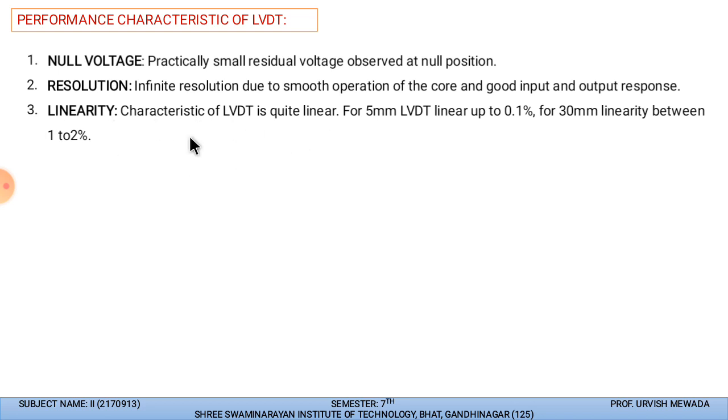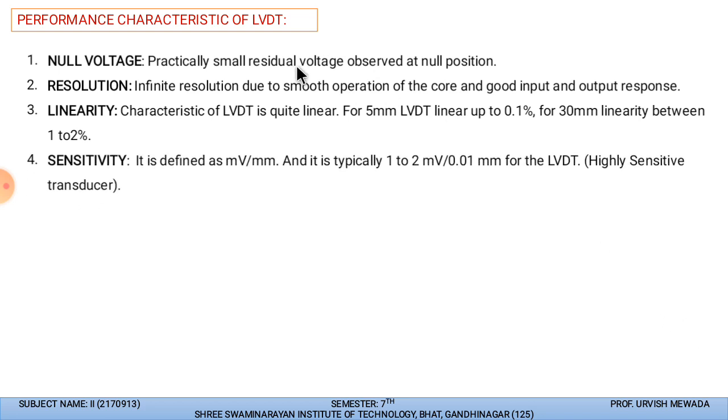The transfer characteristic of the LVDT is basically quite linear, and the small LVDT, up to 5 mm, has linearity up to 0.1%, and the long range LVDT, up to 30 mm displacement, has linearity between 1 to 2%. So from this we can say that the LVDT has a linear output when we move the core, or when we move the object which is connected to the core.